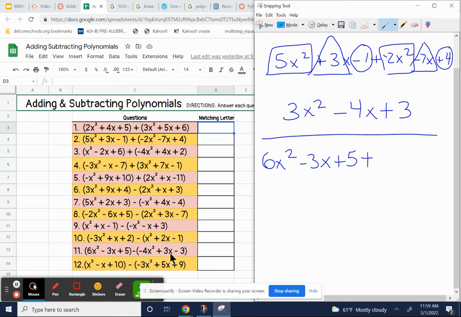Either way, I'm just going to think of it as changing the signs of everything in the second polynomial. So that negative 4x squared becomes a positive 4x squared. That positive 3x becomes a negative 3x. That negative 3 becomes a positive 3.